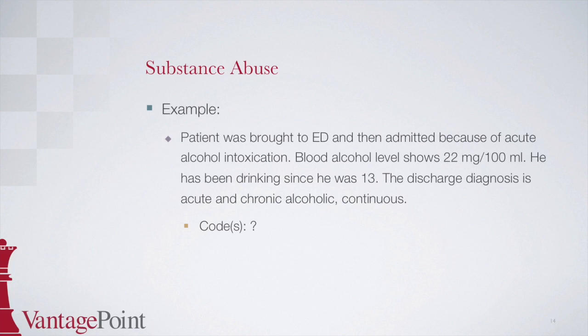Let's do one more example. The patient was brought to the ED and then admitted because of acute alcohol intoxication. His blood alcohol level was 22 milligrams per 100 milliliters. He has been drinking since he was 13. The discharge diagnosis is acute and chronic alcoholic continuous. How would you code this? Please pause the webinar to complete this example and then hit play to continue and learn the answer.